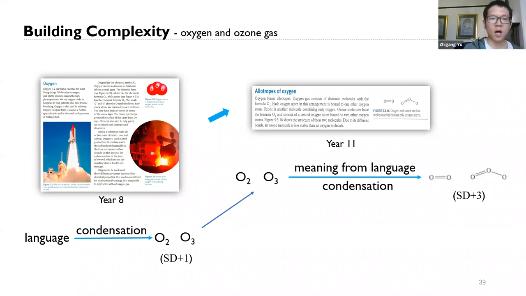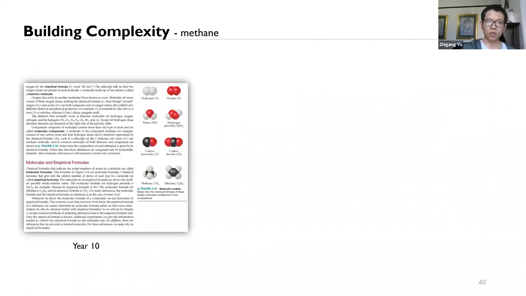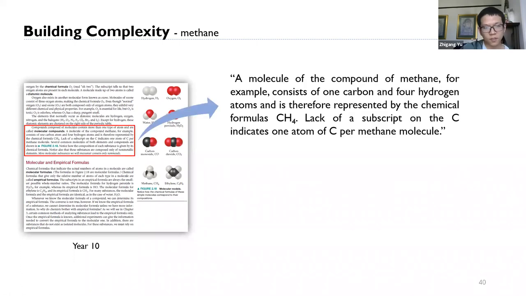And some more examples, building complexity with methane in year 10. You can see from this text, please bear with me and have a short read. A molecule of the compound methane, for example, consists of one carbon and four hydrogen atoms and is therefore represented by the chemical formula CH4. The lack of a subscript on the C indicates one C atom per methane molecule.